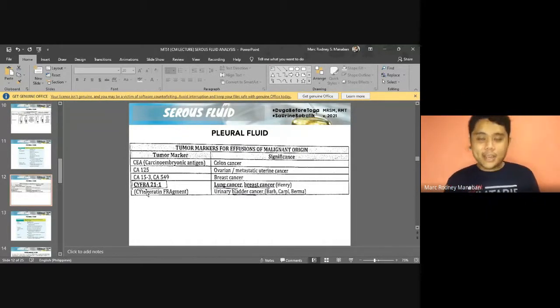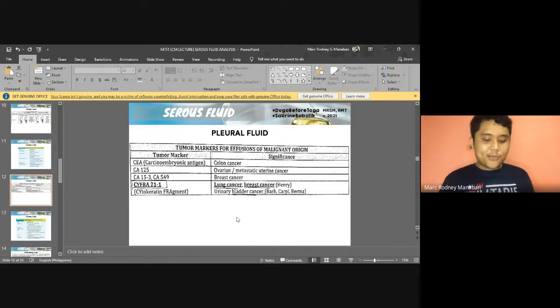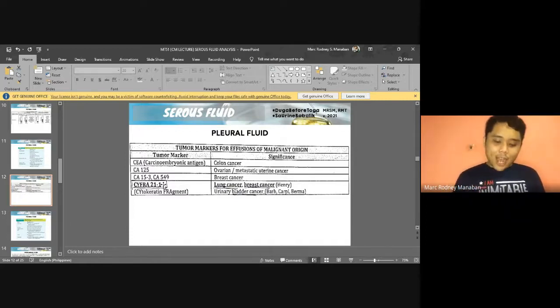Of course, CEA is for colon cancer. CA125 is for ovarian and metastatic uterine cancer. CA15-3 and CA549 are for breast cancer. And very important, your cytokeratin fragment, CYFRA 21-1, is for lung cancer and breast cancer, and it can also be urinary bladder cancer. I think Sir Coloyan mentioned how to remember this. CA125, the 5 looks like a uterus, right? So ovarian, metastatic uterine cancer.